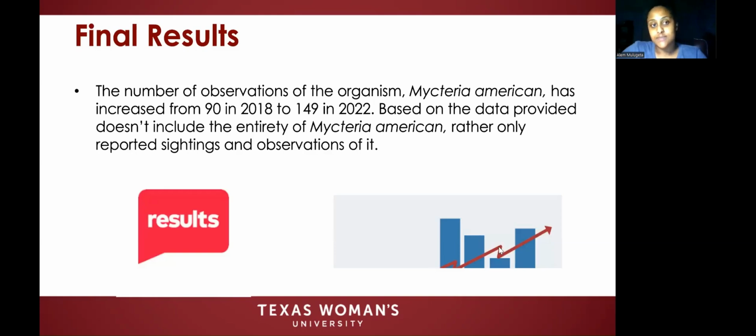So the final results: the number of observations of the organism Mycteria americana has increased from 90 in 2018 to 149 in 2022. So as discussed, it was a huge increase. And that was something that scientists and researchers were taking pride in because that meant that we were actually getting somewhere.